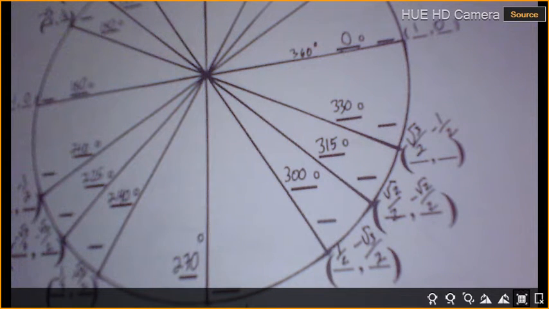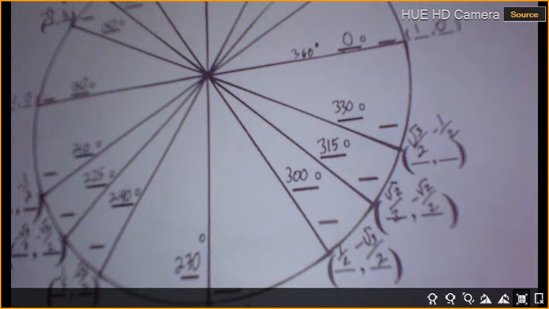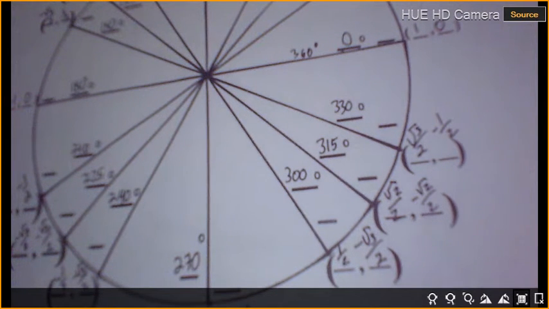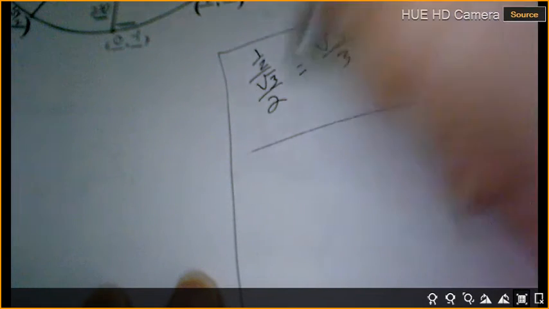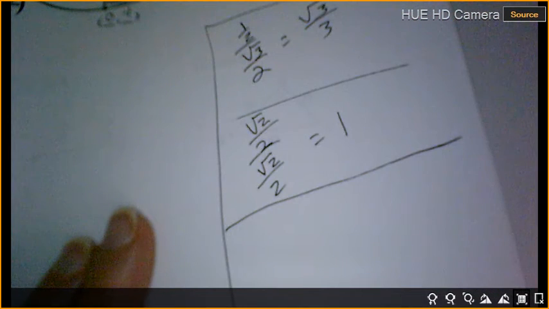I would put those three things that I had at the bottom again, where 1 half over square root 3 over 2 equals square root 3 over 3. And I'm going to move this up so you can see what I'm writing. Square root 2 over 2 divided by square root 2 over 2 is 1. And square root 3 over 2 over 1 half is square root 3.